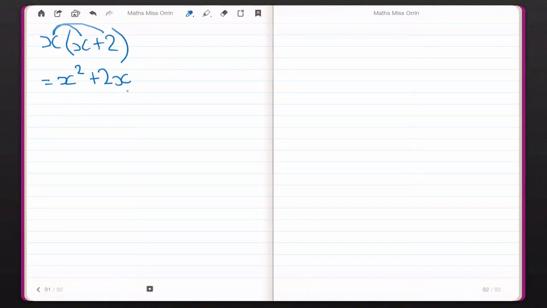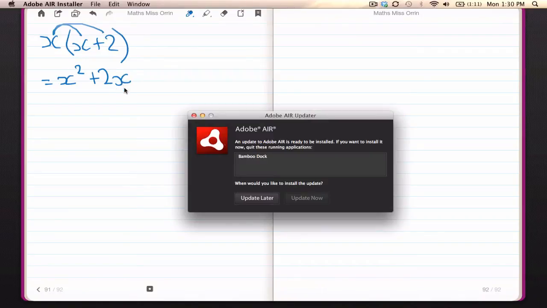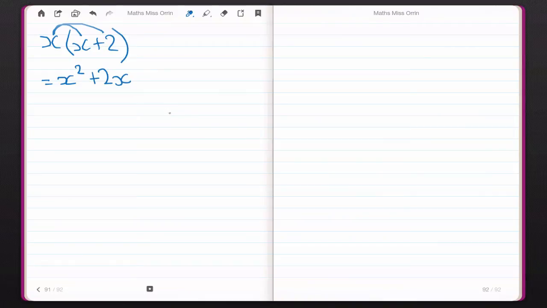Okay, now we can't do anything more to this because x squared is different to just a plain x. Oh, look at that. That's not very helpful right now. So these are not like terms. X squared and x are different, so we can't do anything more from there.